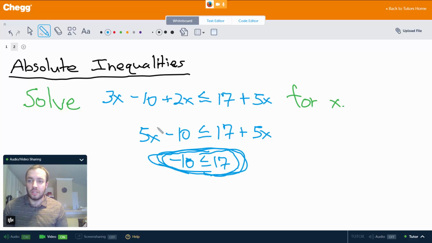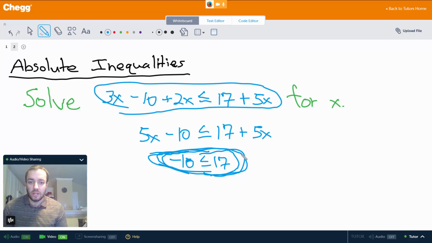So this is an example of an absolute inequality because our original inequality can be simplified to this inequality here. These two inequalities that I circled are equivalent, and this second one is clearly true no matter what x is. It's completely independent of x.